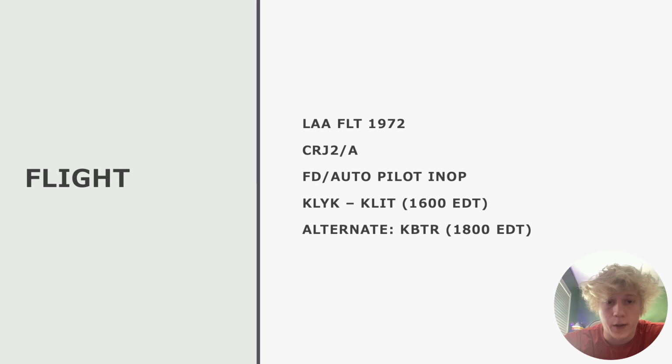Just some basics about the flight here. We are Flight 1972, a CRJ Alpha. On this flight, the flight director and the autopilot will be inoperative. The flight originally is from Lima Yankee Kilo to Lima India Tango at 1600 EDT, and then our alternate here will be Bravo Tango Romeo with an 1800 EDT.